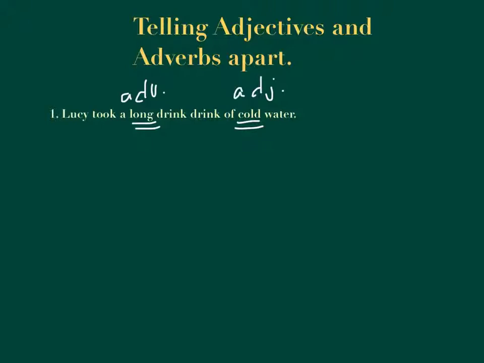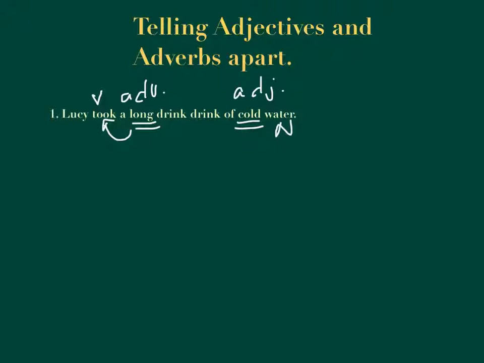Now, long may look like an adjective because it's right in front of the noun drink, but the drink isn't long. What is long is what Lucy took. Lucy took a long drink. So long is an adverb because it's modifying the verb took. And cold is an adjective because it's modifying water, which is a noun. So there's a good example of an adverb and an adjective in the same sentence doing different things. So if you got that right, great job.